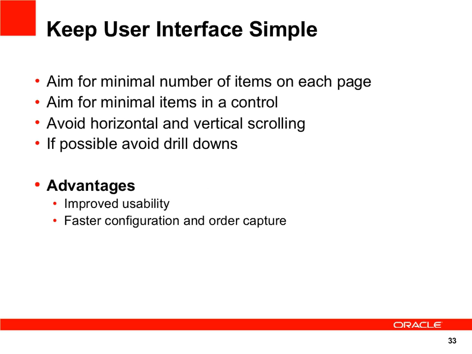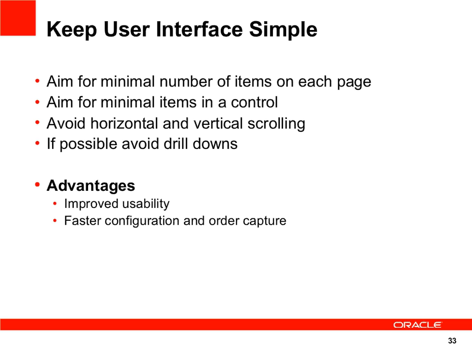As a basic recommendation, keep your user interface simple. Aim for a minimal number of items on each page. Aim for minimal items under control, which means don't have very long pick lists. Keep the number of items within the pick list maybe between 1 and 20. Avoid horizontal and vertical scrolling, and if possible, avoid drill downs at all.